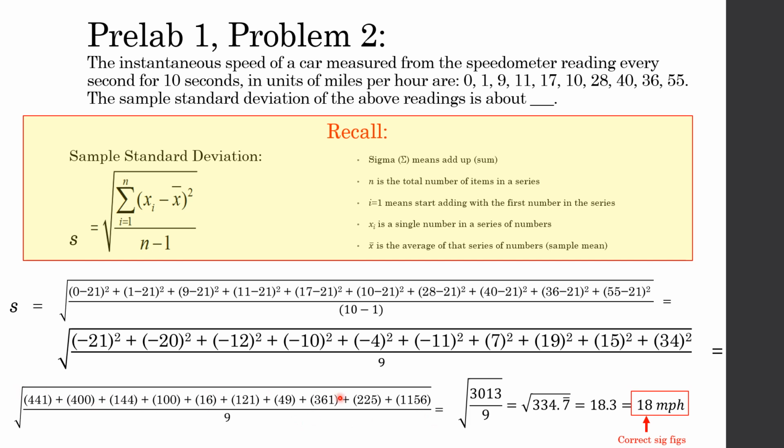Now we want to add up all of these in the numerator, so that gives us 3,013. Then we want to divide by our denominator, so 3,013 divided by 9 gives us 334.7 repeating. Then we want to take the square root. The square root is 18.3, but as we discussed on the previous slide, there are no decimal points, so we want to keep it with the correct number of sig figs, which means not having anything in the tenths place, since we don't know that kind of precision from the speedometer. So we round it off to 18 miles per hour. That is the sample standard deviation of the above readings.